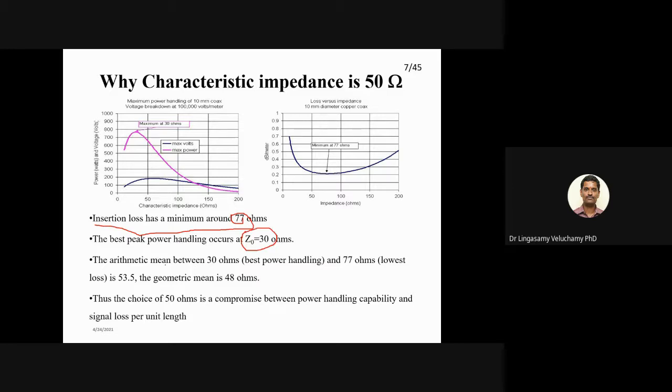So they took the arithmetic mean and geometric mean. The arithmetic mean was 53.5 and the geometric mean was 48 ohm. So the in-between value is 50 ohm. So that you are able to get minimum insertion loss, and also it's a compromise between these two parameters, peak power handling. That's why they chose 50 ohm.